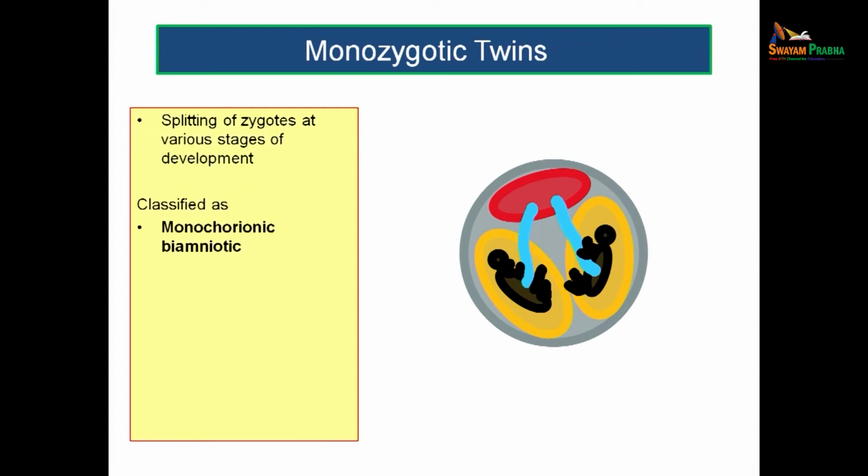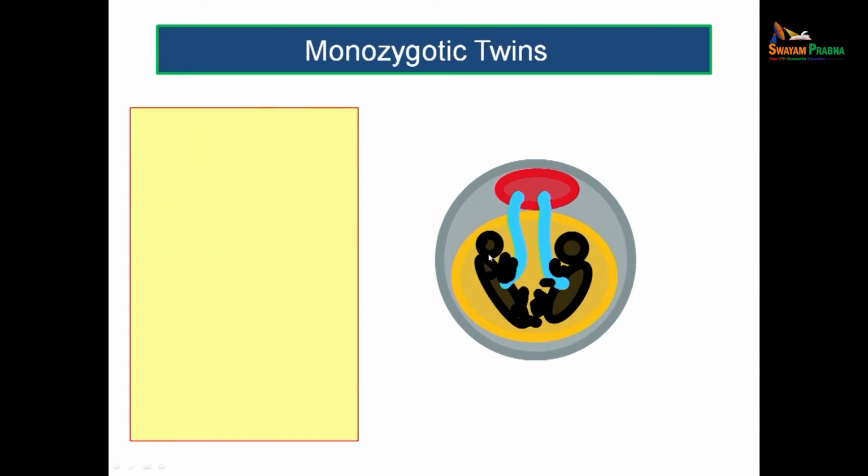Here you call it monochorionic biamniotic. You just focus on this picture. You can see that the chorionic cavity is single. That is why it is known as monochorionic. But you can see two different amniotic cavities. So, the fetuses are lying in two different amniotic cavities. This condition is known as monochorionic, but it is biamniotic.